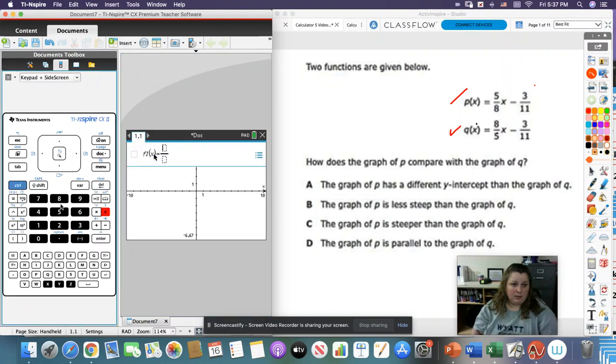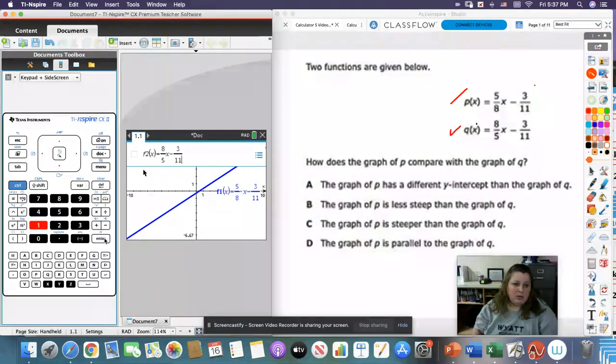Control divide is your fraction. 5/8 x minus control divide 3/11. Enter. Hit the tab button to type in the second one. Control divide 8/5. Now there's two equations, so that could represent a system or it could represent a comparison.